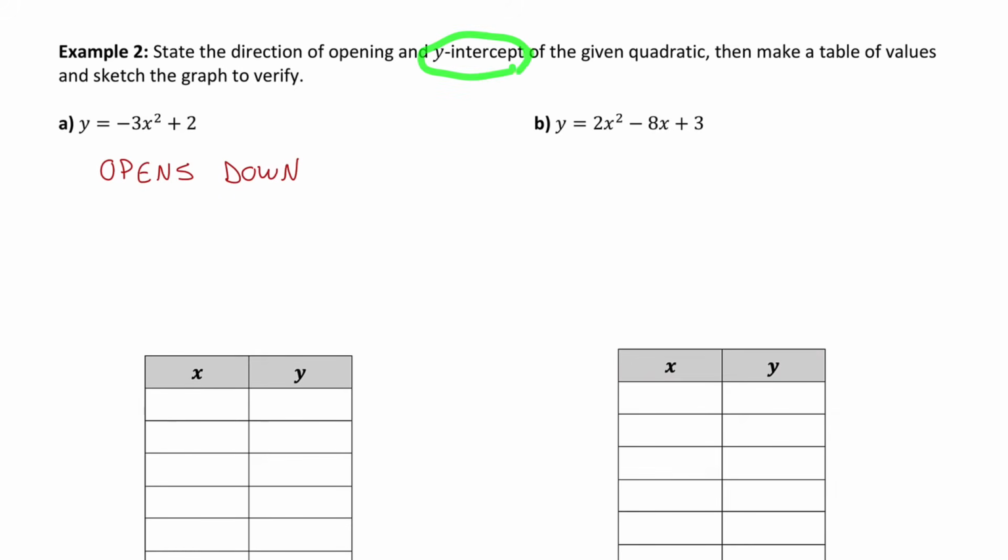And the y-intercept is going to be the constant value of the quadratic equation. So for this equation, the constant value, the value at the end that doesn't have a variable, is 2. So the y-intercept will be at 2. And that could have been calculated just by subbing in 0 for x and calculating y. When subbing in 0 for x, that term will be gone, leaving you with y equals 2.